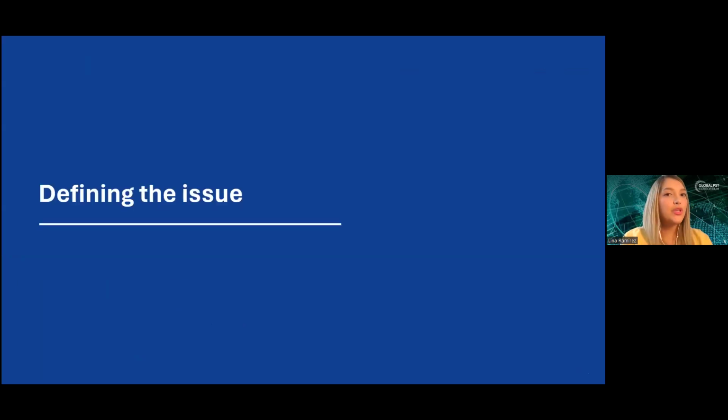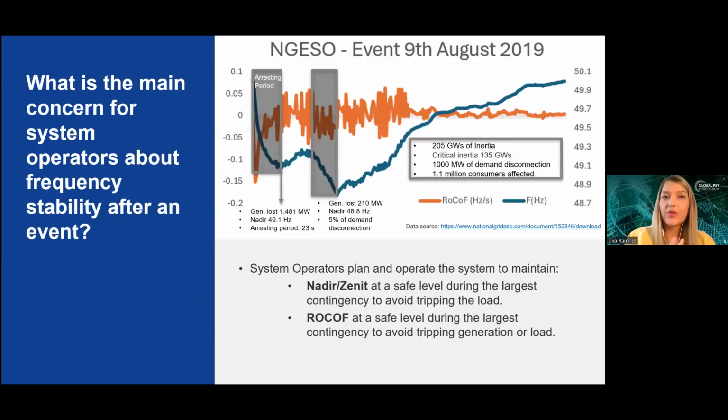So we will be talking during these presentations regarding the issues that we try to solve and the possible solutions that we are also seeing to solve those issues. So let's start with the motivation, or what are the biggest concerns that we have, and what is the main concern for system operators about frequency stability after an event.